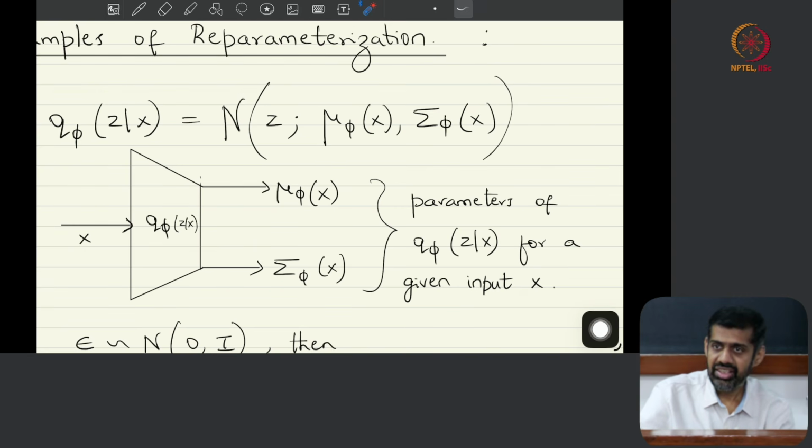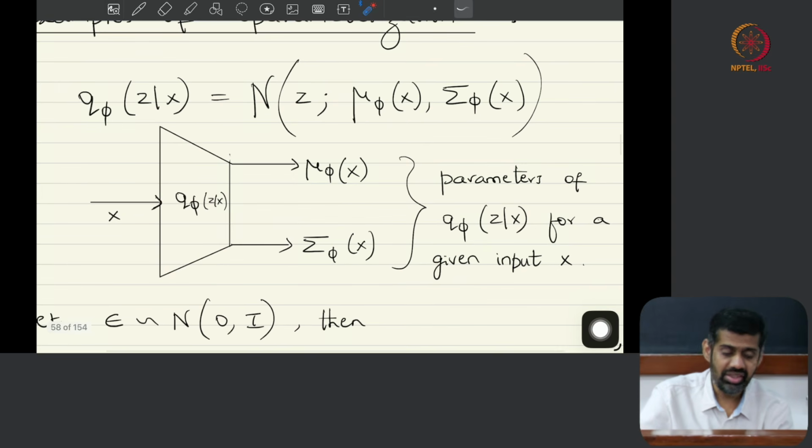Makes sense, right? The parameters of this distribution are the output of the neural network with parameters phi. That is what I am trying to say. Let us say that it is a Gaussian distribution with mean mu phi and variance sigma phi. Now, how it is done in practice is that you take a neural network which takes x, a data point, as an input, and this neural network will output mu phi and sigma phi. That is it.